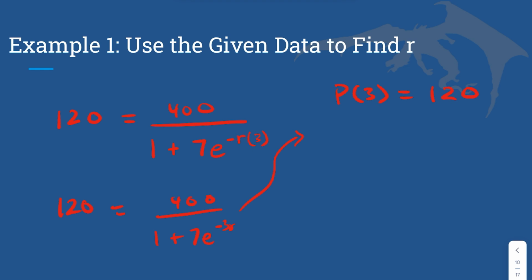Now from here, how do we solve? Well, we get 120 times (1 plus 7e to the negative 3r) equals 400. 120 plus 840 e to the negative 3r is equal to 400. And we just solve. 840 e to the negative 3r is equal to 280. I'm subtracting 120 from both sides. e to the negative 3r is equal to 1/3.